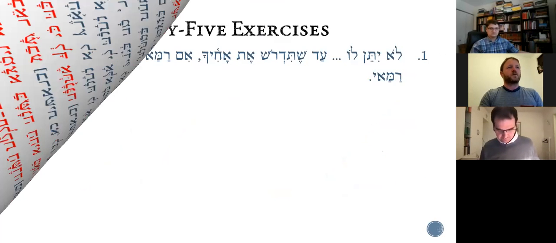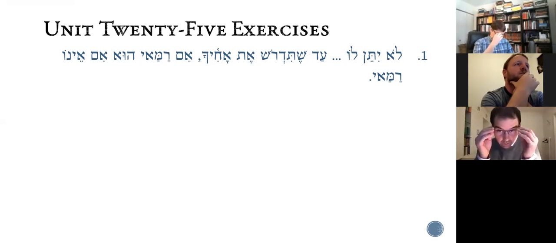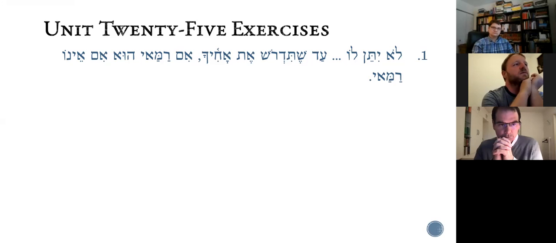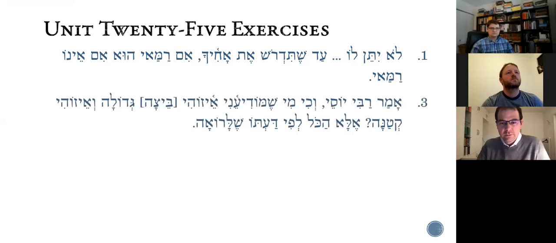Okay, all right, that's a long one. So, look, you got a short one. Okay. Where are we? Number 1. Lo yitain lo ad shetidrosh et achicha im ramai hu im eno ramai. Where'd you put the accent on eno? On the end, if you don't write accent, it's assumed. You should not give it to him until he searches or seeks out his brother, whether he is a fraud or whether he is not a fraud. Or a tricker.